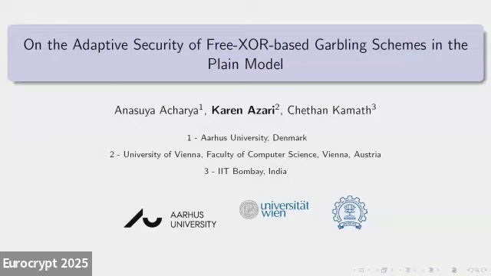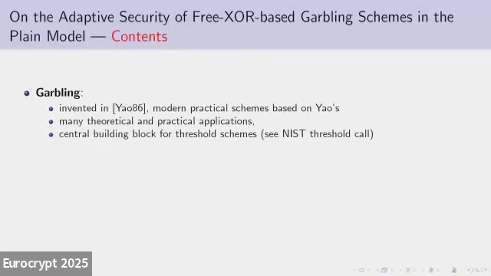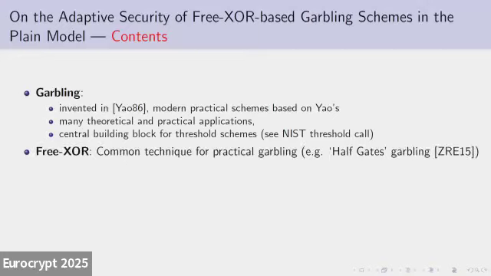And yeah, let's first parse the title. So we are in a garbling session. This is again a talk about garbling, so I will not introduce garbling any further. But this talk is about a specific optimization technique for garbling, which is free XOR, a common technique for practical schemes. We have also seen this already in the very first talk today. It is in particular a key ingredient for the half-gate scheme.